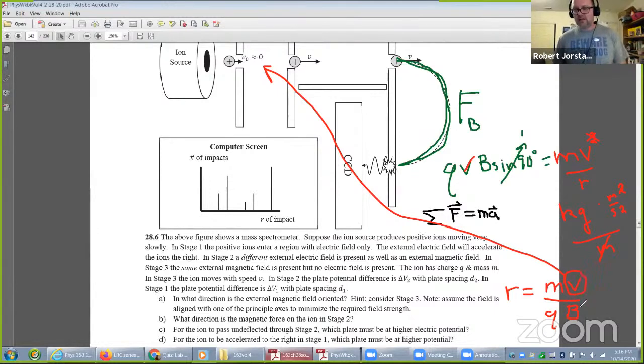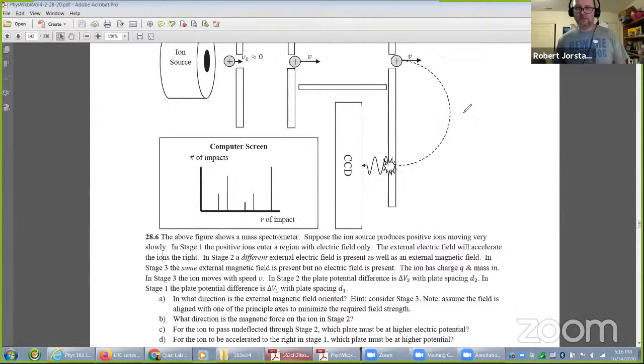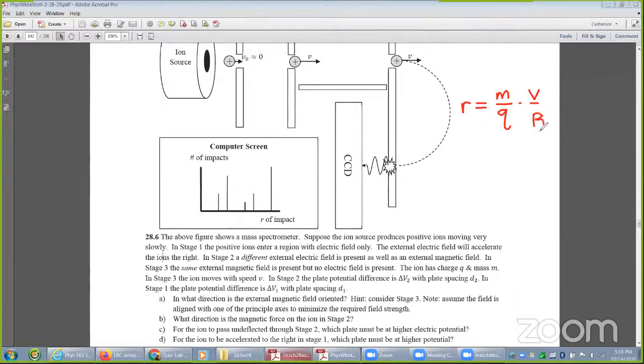Anyways, I just want to point out the following. Let me clear this out and start over. I know that the radius is equal to, oh, it's on the bottom, my bad. It was M over Q times what? V over B. V over B, thank you.